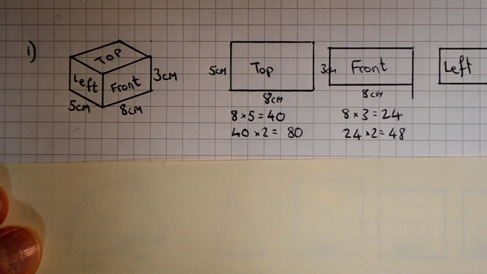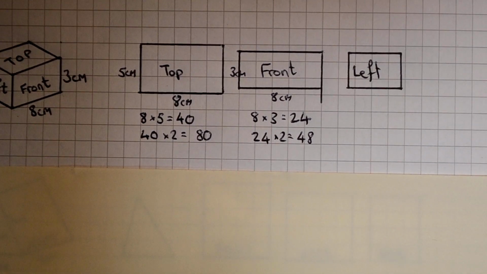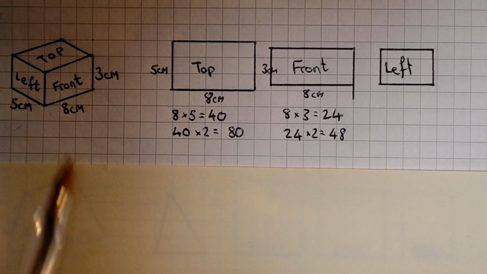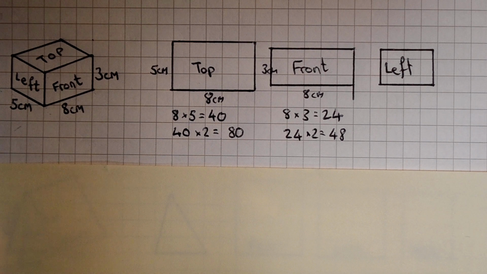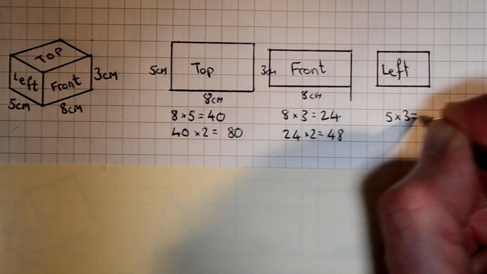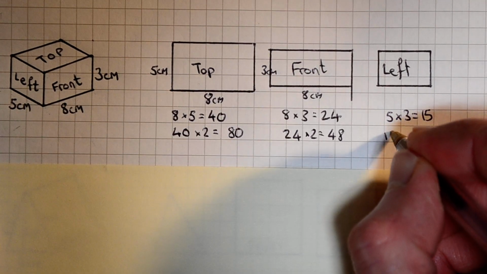Final one is the left side. In the diagram we can see the left side has got one dimension of 5 centimeters. What about the height? It's just the same as that. So to find the area here, we just do 5 times 3, and because the opposite side is exactly the same, we'll just double it.